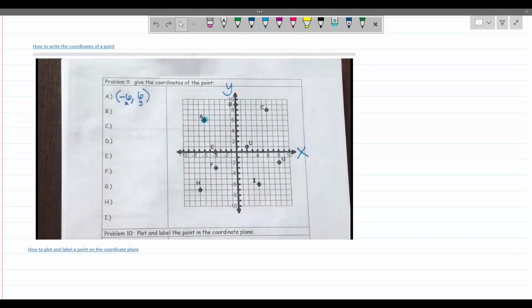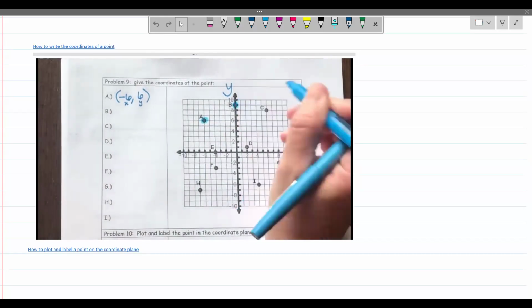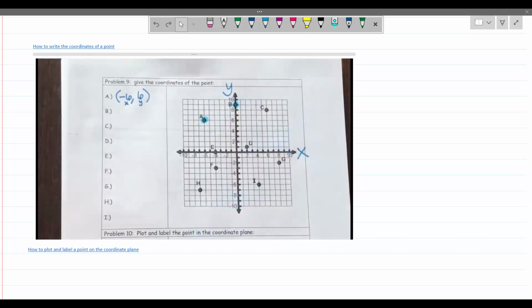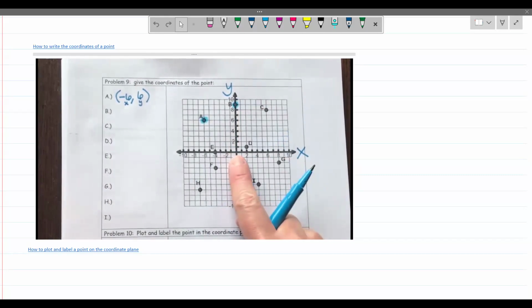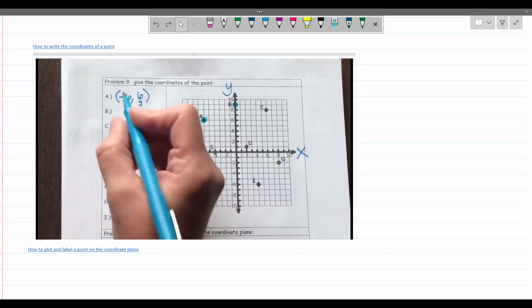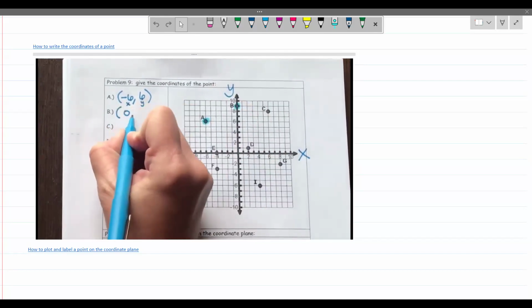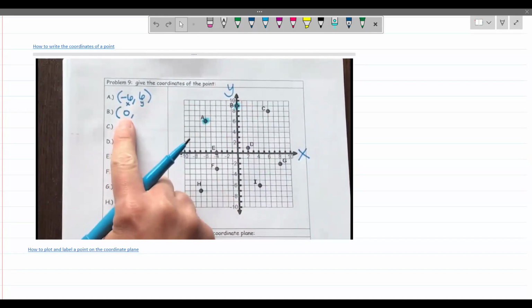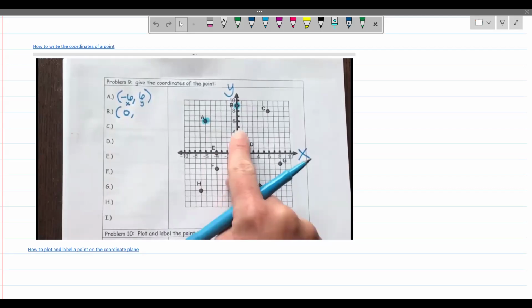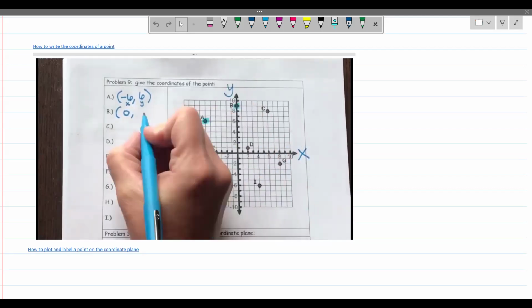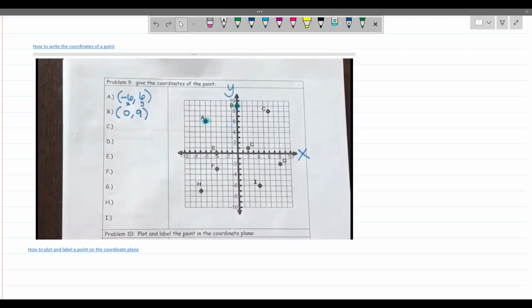My next point B is on the y-axis. So from the origin, we did not go left or right. We just went straight up. So to tell your reader that you did not move to the left or right, you say 0. Now 0, how far up did we go? We went up 9 units.